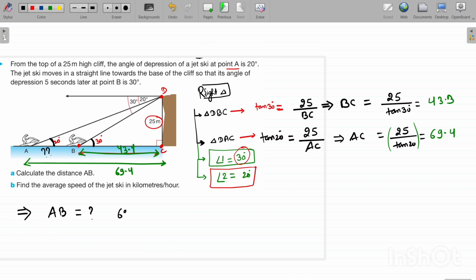69.4 minus 43.3. Correct. 69.4 minus 43.4. Please find it. What it should be? 26. So 26. 26, right? So this is 26. What should be the unit? It should be the meter.